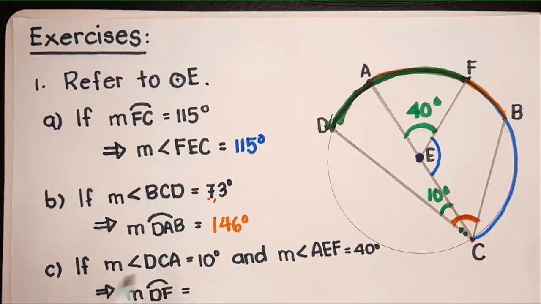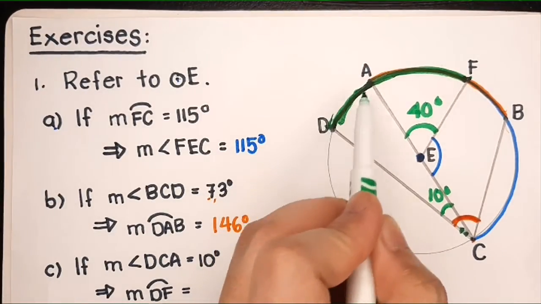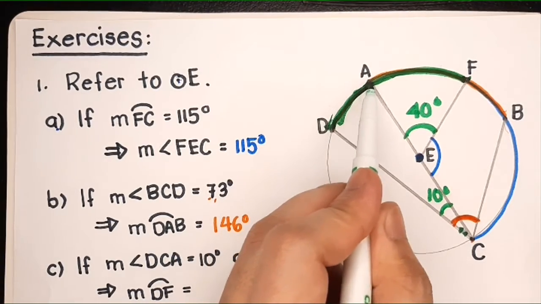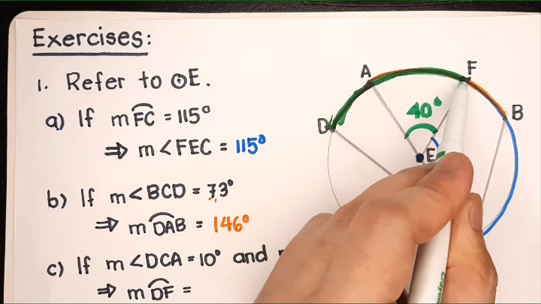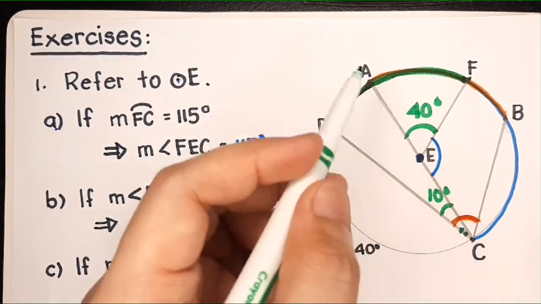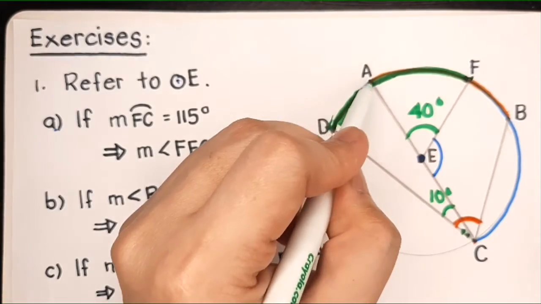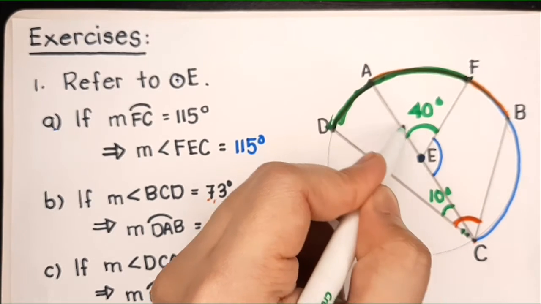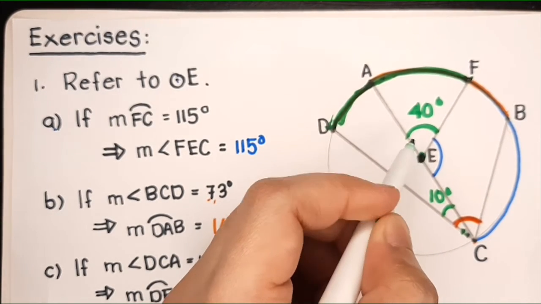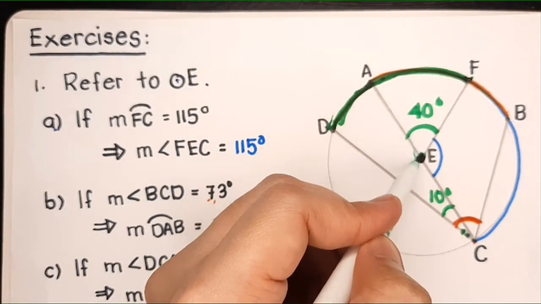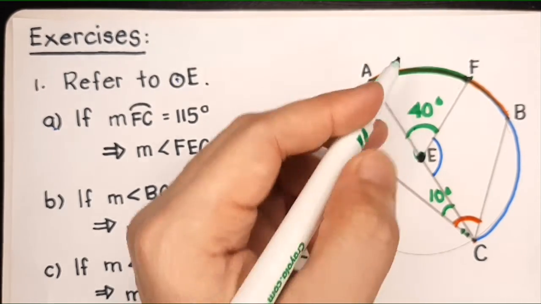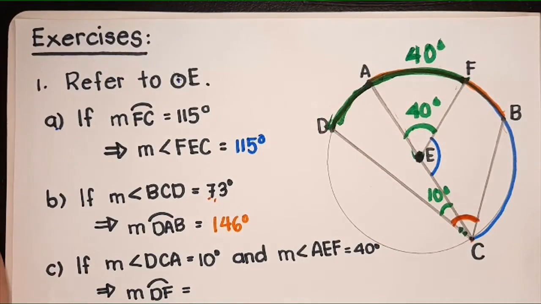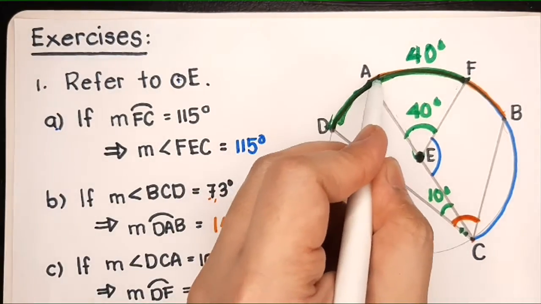So to get the measure of arc DF, we may get the measure of arc DA first. And then, after that, we get the measure of arc AF. Actually, madali na tong measure of arc AF eh. Why? Because it is intercepted by a central angle. It's a central angle because the vertex lies on the center of the circle. So, whatever the measure of this angle, that will be the measure of the intercepted arc. So, that's the measure of arc AF.